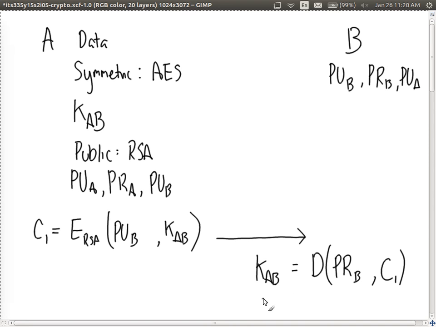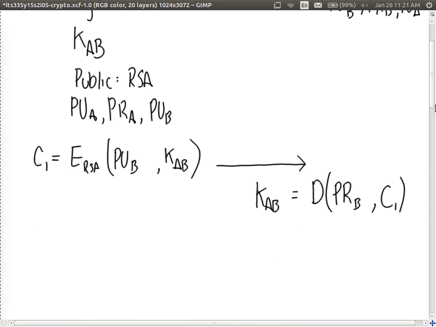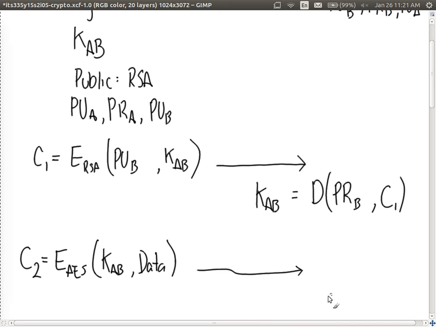Now B knows KAB. An attacker, if they intercepted the ciphertext, would not be able to decrypt because they don't have PRB. So an attacker would not be able to learn the secret key. Now that B knows KAB, the data can be encrypted, or say C2, the second set of ciphertexts, using the symmetric key algorithm. That is sent, and we can decrypt, because we also know KAB. And when we decrypt the ciphertext using KAB, we should get the data as output.